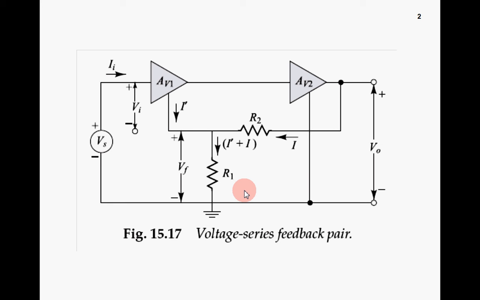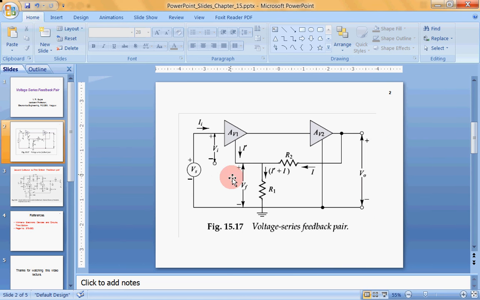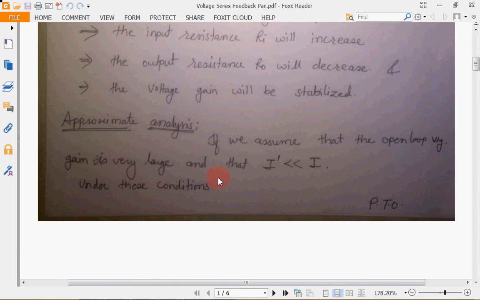Okay. So now let us consider an approximate analysis of this figure. For that purpose, you will have to refer to the notes that I have uploaded on the Google Classroom. So in the approximate analysis, let us assume that the open loop voltage gain is very large and that the current which is flowing through the R1 resistance is very much less than the current I, right?